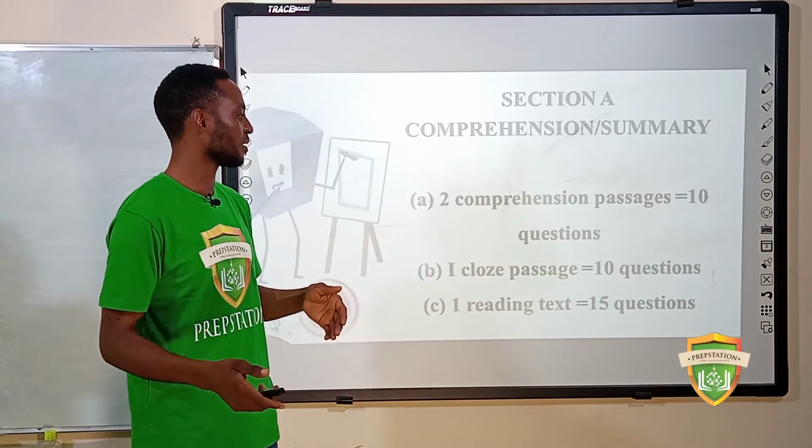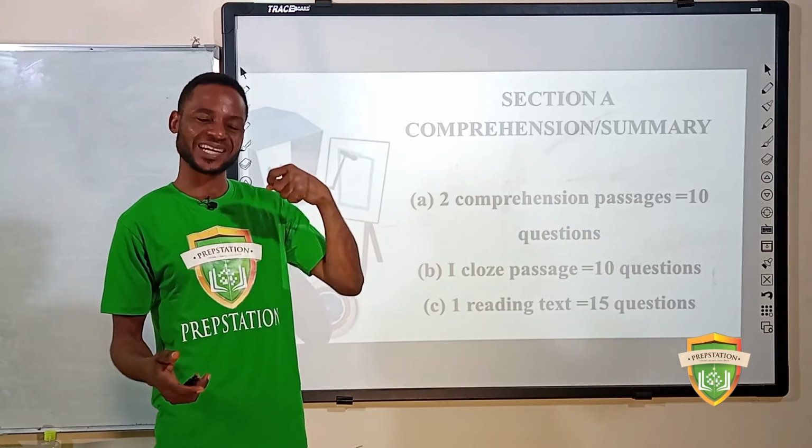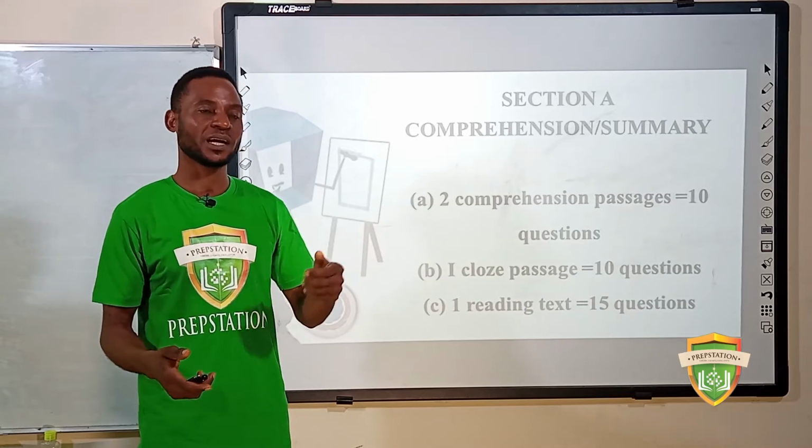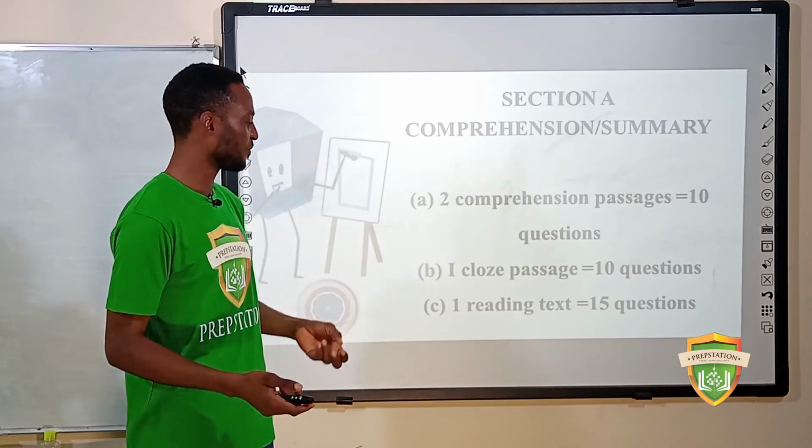The closed passage is more or less like a passage that will be given to you. Some words will be extracted, some words will be taken out, and then a list of such words will be given to you so that you can pick them and fill them in.